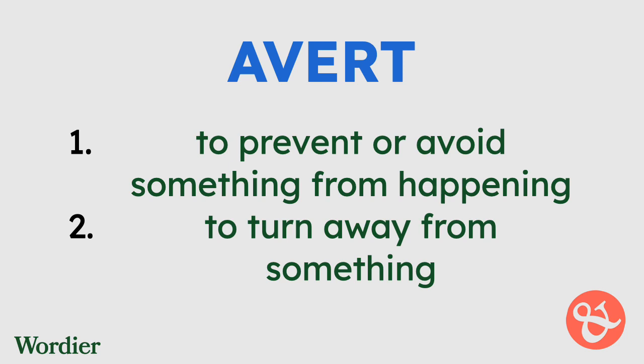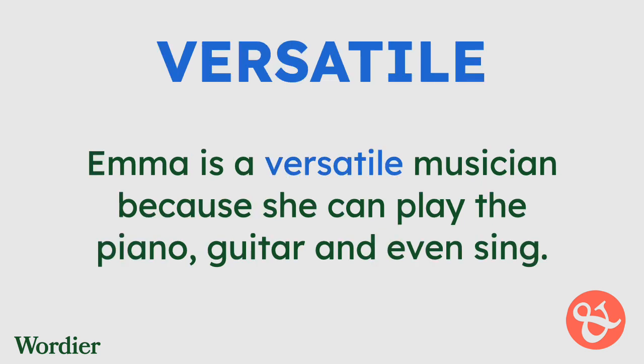Okay, let's look at our next word. It's versatile. So you could say Emma is a versatile musician because she can play the piano, guitar, and even sing. So you may have heard the phrase someone can turn their hand to anything. And that's kind of what versatile means. So if you are versatile, you can turn your hand to anything. So you can do lots of different things.